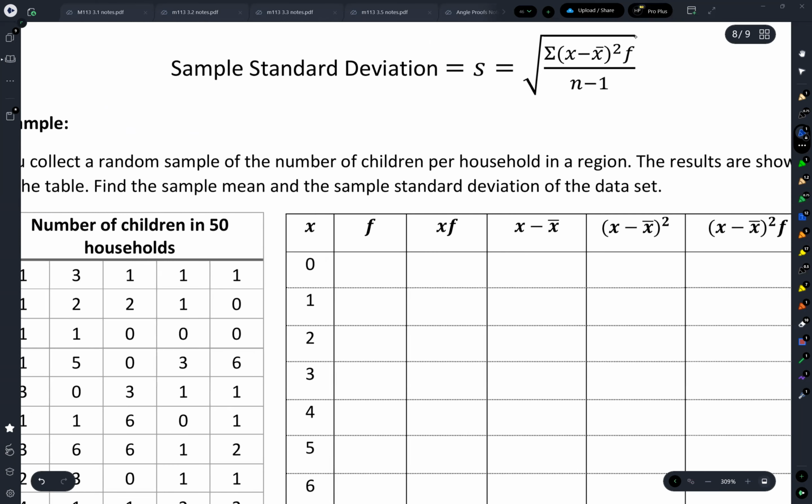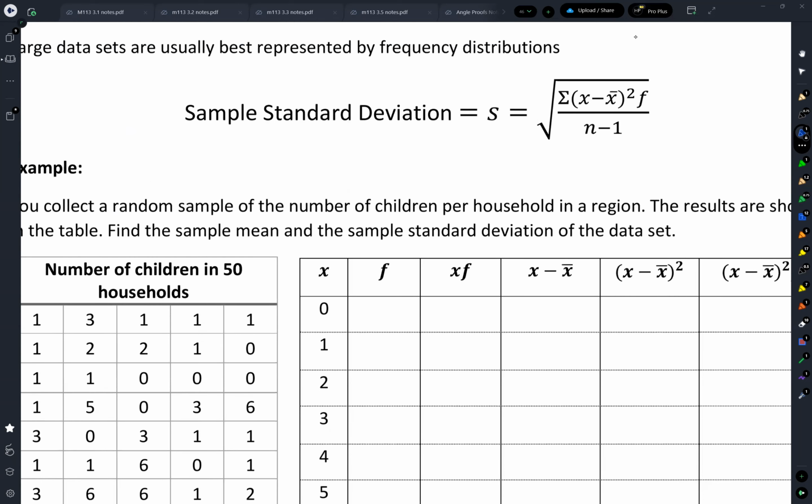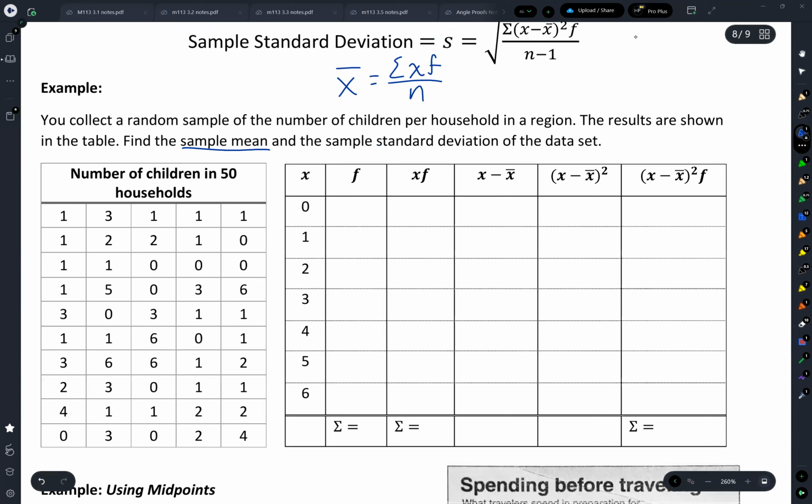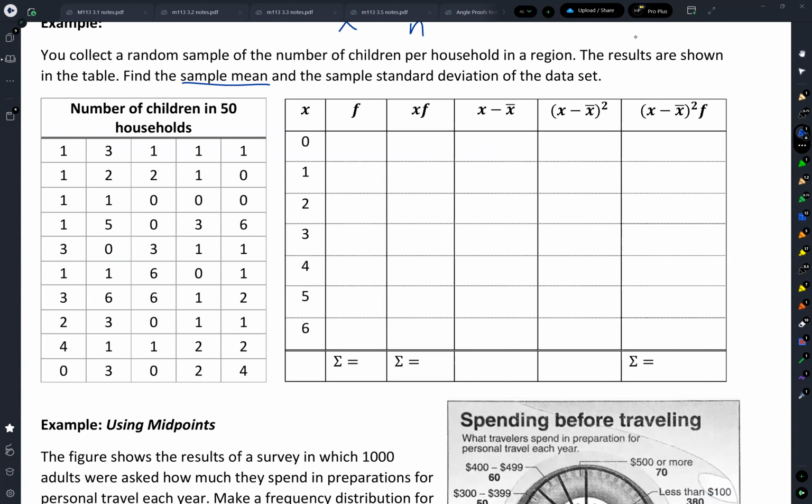Also, this next example is going to ask us to find the sample mean as well, which for a frequency distribution has the formula x bar equals the sum of x times f divided by n. So looking at our distribution here, we are going to create our frequency distribution using this data set. Okay, so we want to fill out our frequency column here.